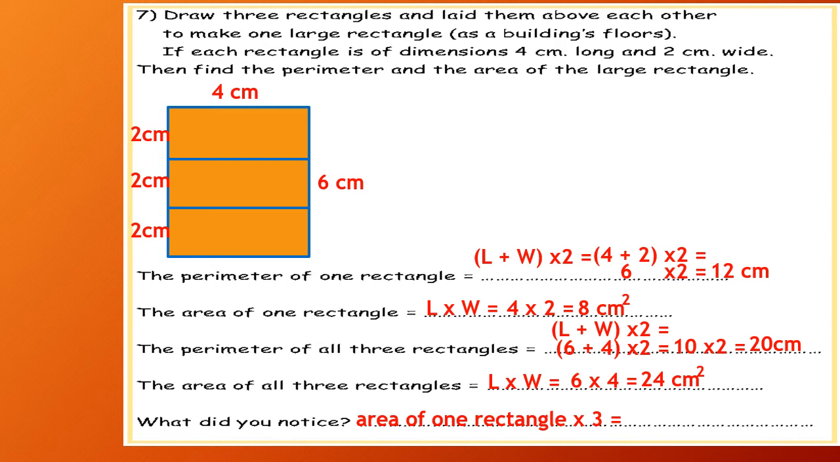What did you note? The area of one rectangle by 3. If we take the area of one rectangle, 8, by 3, it makes 24 centimeters squared.